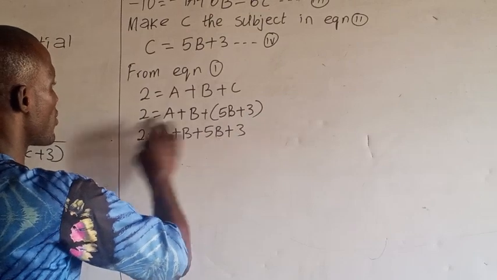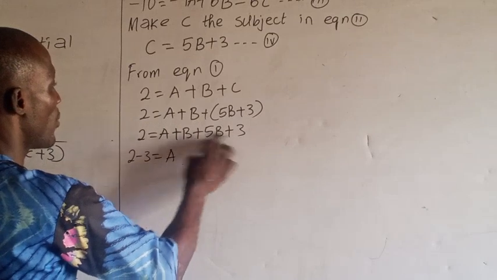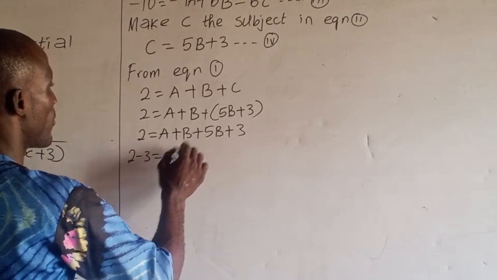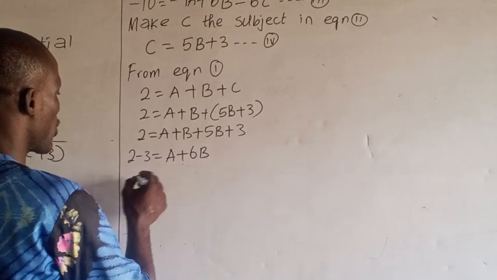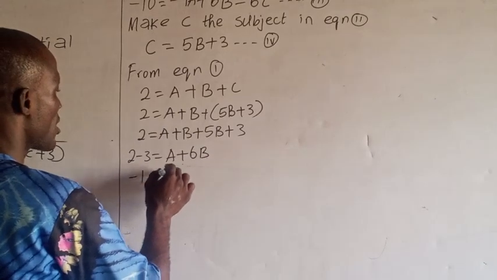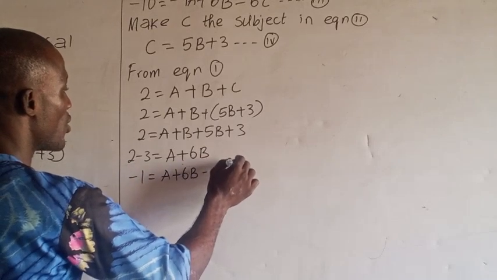So bring this 3 to this side. We have 2 minus 3 equals a plus 5b plus b, which is 6b. Now 2 minus 3 is minus 1. So minus 1 equals a plus 6b, and this is our equation 5.